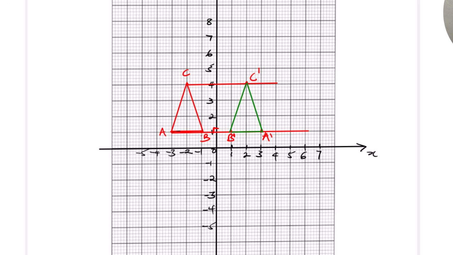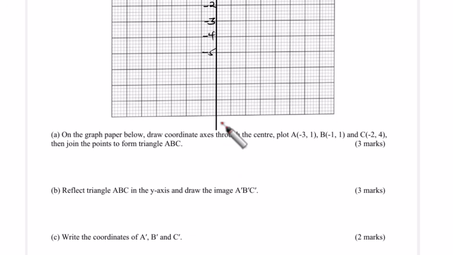So now you can see that this is the image, this is the object. The mirror line is exactly between. It acts as the line of symmetry between the object and the image. The mirror line is here between, and each point, look at B, the image of B, they are directly opposite each other. That is another property of reflection. So that is exactly what you're supposed to do.